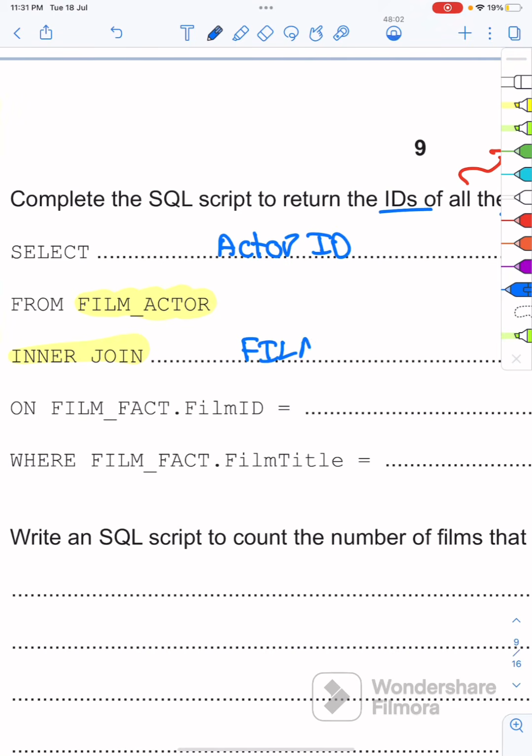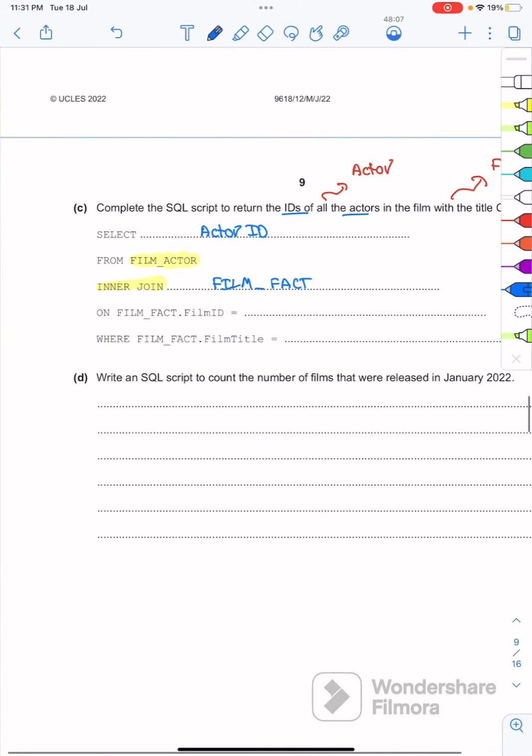So film_fact. Since we're using inner join, we won't have to reference it using the dot on film_fact.ID. It was pretty obvious that since they've used film_fact here from that table, you're going to have to inner join it here as well, because it's not been mentioned anywhere above. You've mentioned film_actor here, but since film_fact hasn't been mentioned, you're going to have to mention it over here, right? That's just one way. Even if you're not entirely familiar with SQL, you can use a bit of deduction techniques to see what you need to fill out.